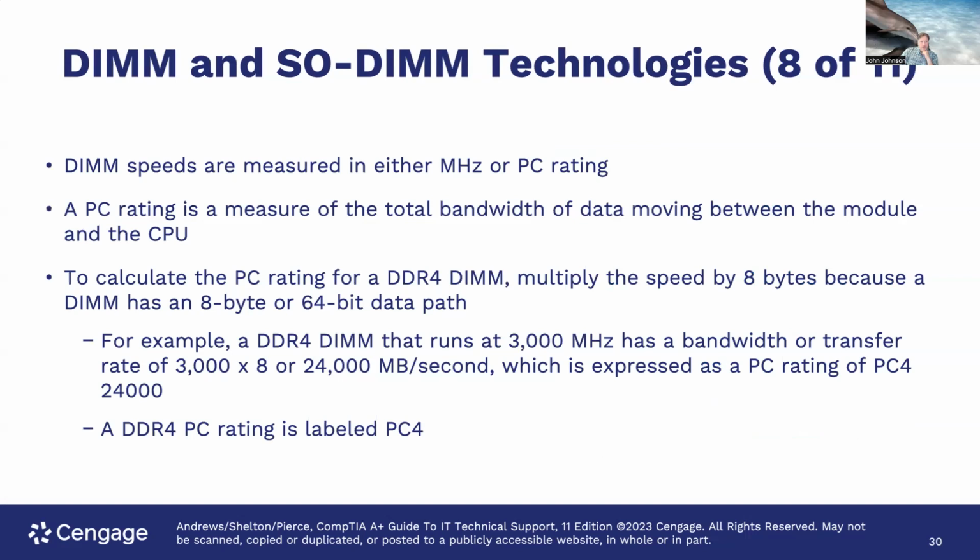So DIMM speeds are measured in either megahertz or PC rating. A PC rating is a measure of the total bandwidth of data moving between the module and the CPU. To calculate the PC rating for a DDR4 DIMM, multiply the speed by 8 bytes, because a DIMM has an 8-byte or 64-bit data path. So for example, a DDR4 DIMM that runs at 3000 megahertz has a bandwidth or transfer rate of 3000 times 8, and that gives you 24,000 megabytes per second, which is expressed as a PC rating of PC4-24000. So the DDR4 PC rating is labeled PC4.